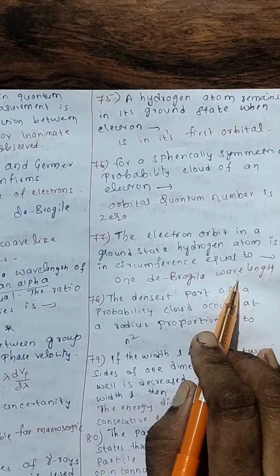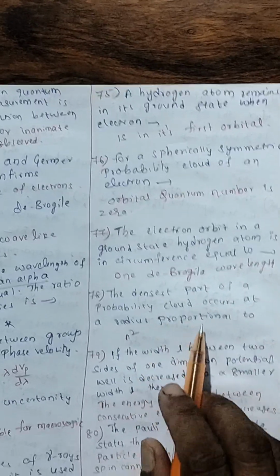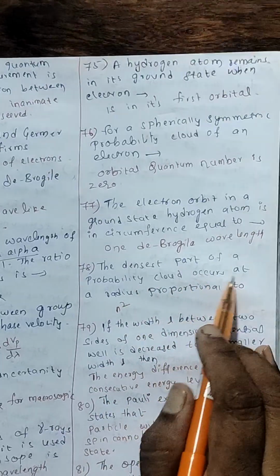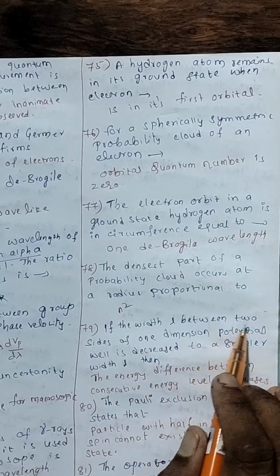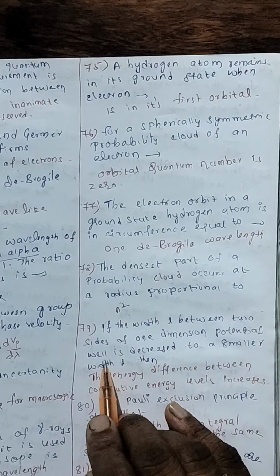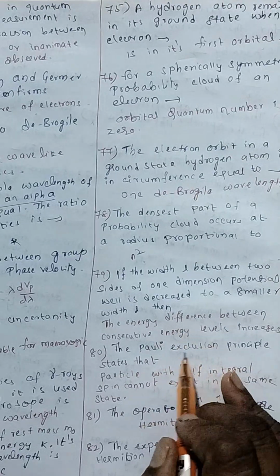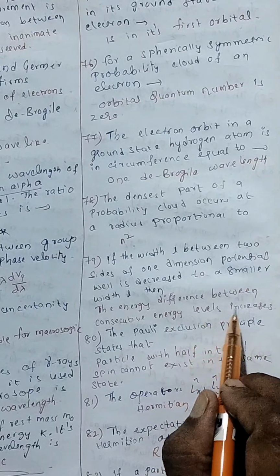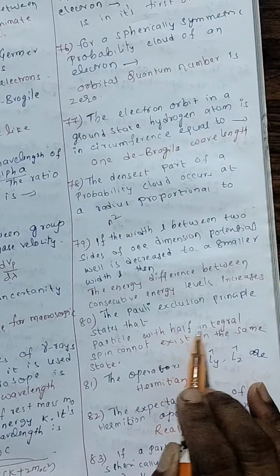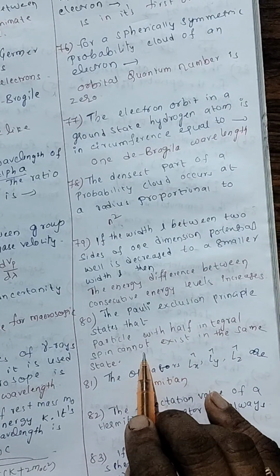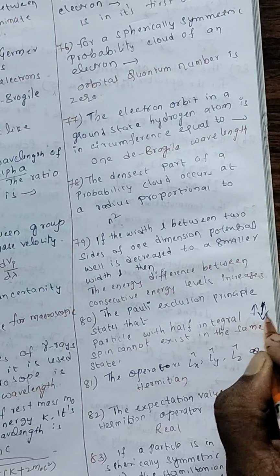This we call the de Broglie wavelength condition, Bohr's second postulate, we will say. The densest part of the probability cloud occurs at a radius proportional to n square. If the width L between two sides of a one dimensional potential well is decreased to a smaller width, then energy difference between consecutive energy levels increases. The Pauli exclusion principle states that particles with half integral spin cannot exist in the same state, means in such a way. Every time the spin will be in such a way.